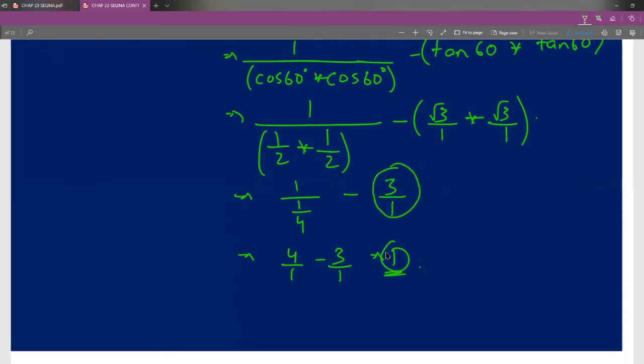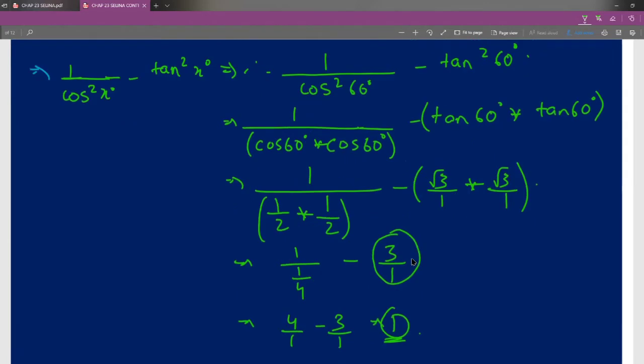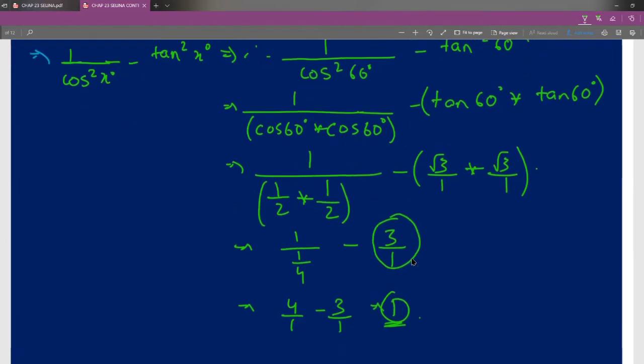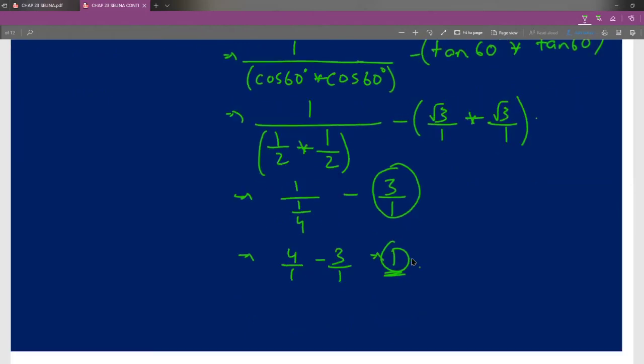Answer to 1 upon cos square 60 degree is 1 whole divided by 1 divided by 4. That can be written as 4 upon 1. So therefore 4 upon 1 minus 3 upon 1 can be written as 1. So I'll ask you to note this down. I'll wait for some time. Okay, so let's move on forward.